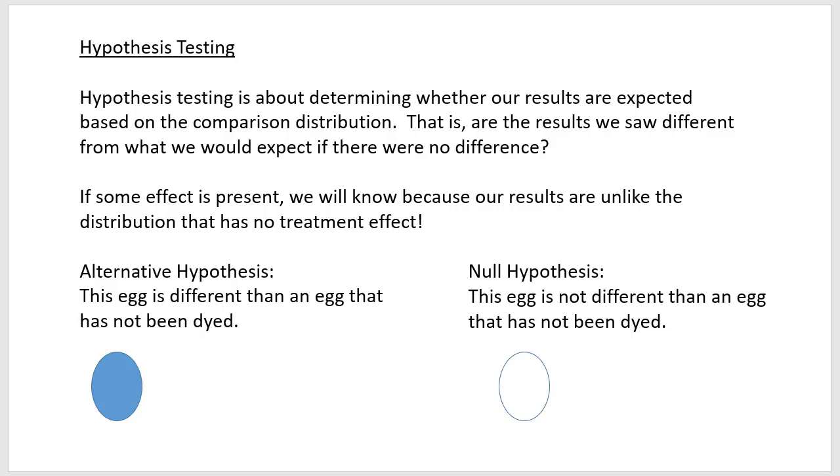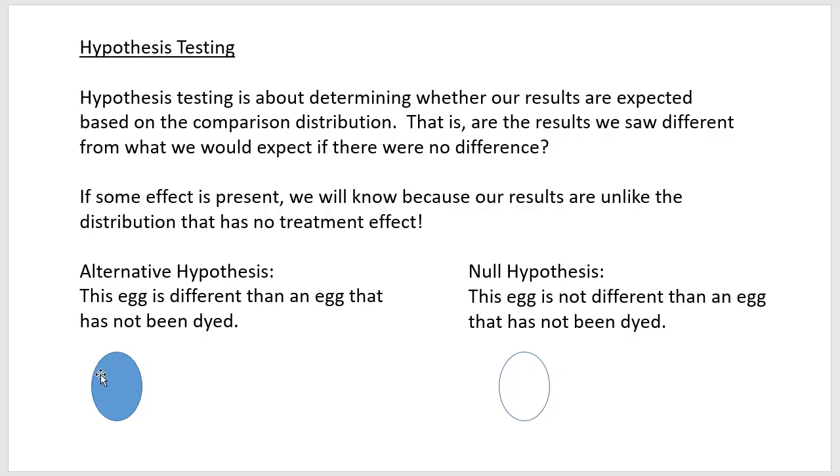Okay. A very concrete example of the difference between the alternative and the null hypothesis is an egg dying example, like an Easter egg. So let's start with the alternative hypothesis. That egg is blue, it's been dyed. This egg is different than an egg that has not been dyed. The comparison distribution, in this case, is an undyed egg. So a regular old white egg.